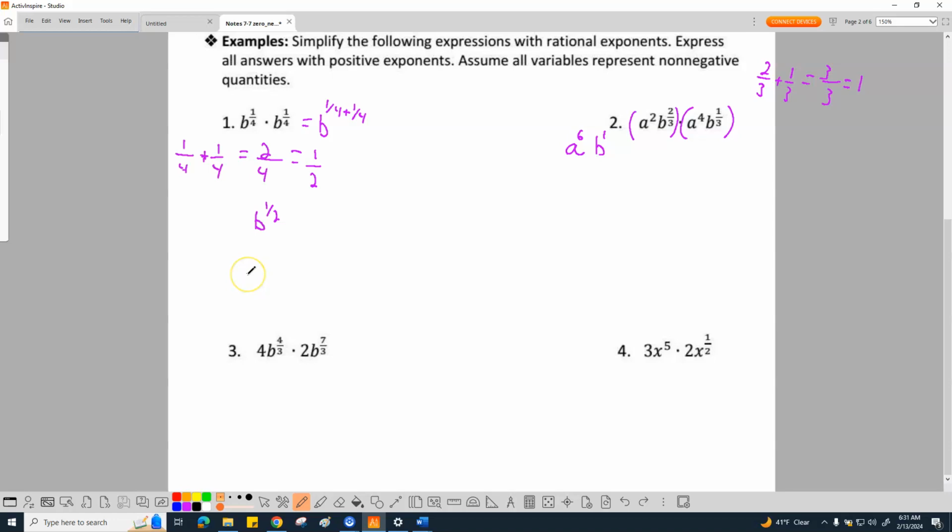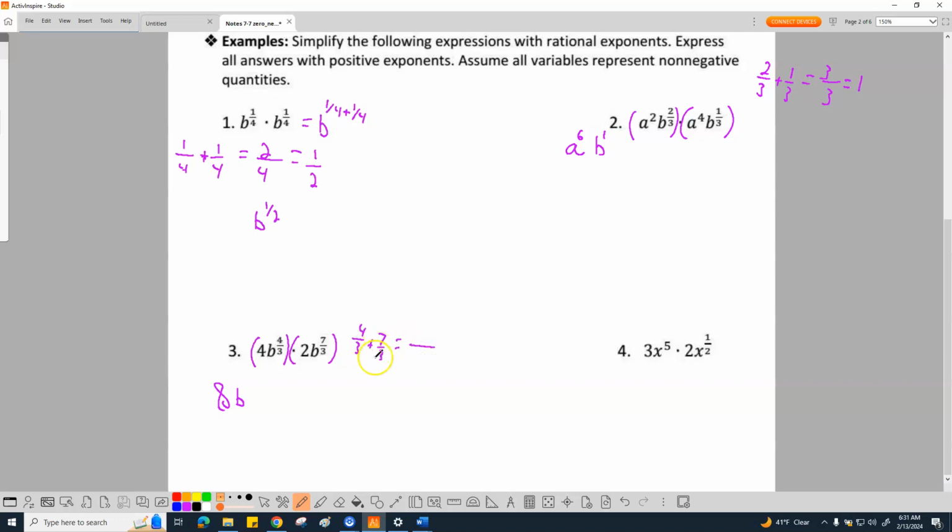This one is also saying multiplication. Remember, the rules for multiplication don't change with normal numbers. So this is saying 4b to the 4/3 times 2b to the 7/3. So our number rules stay the same. So we're going to go 4 times 2, which is 8. I'm going to end up with a b of some sort, but now I have to add this together. So my rules for exponents, 4/3 plus 7/3.